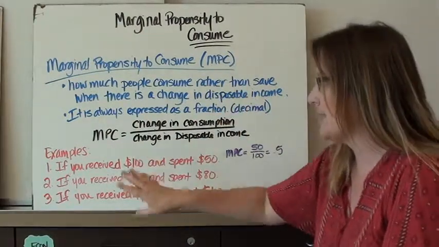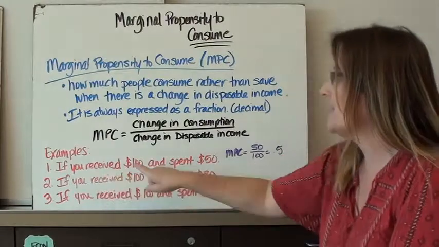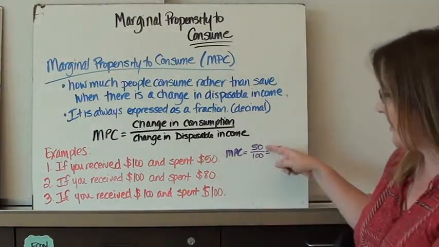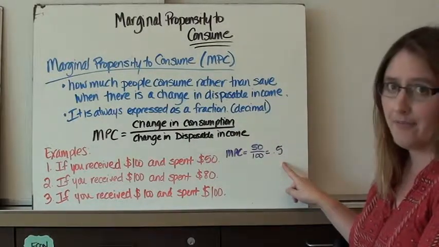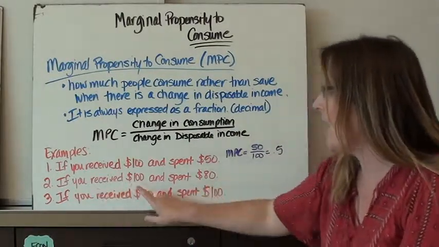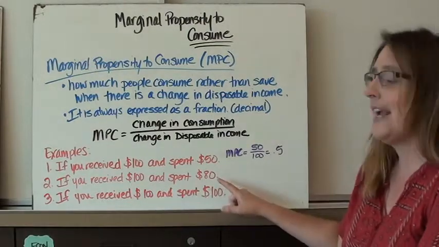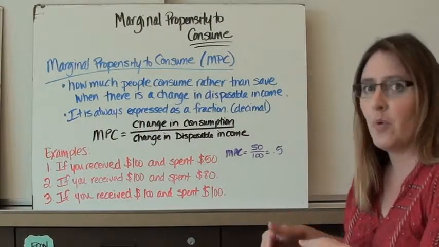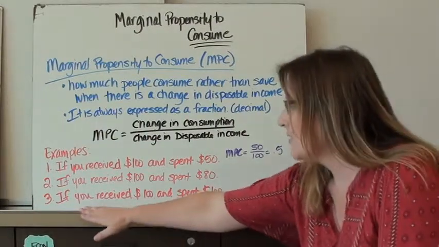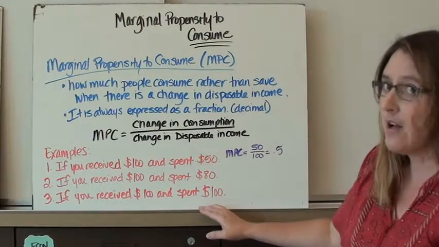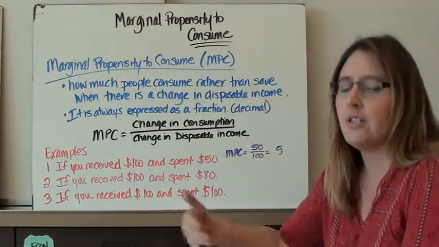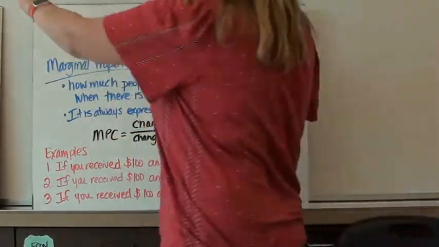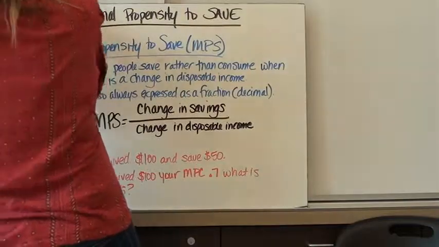So let's do some practice examples. If you received $100 and spent 50, then your MPC is 50 over 100, which is 0.5. And if you received $100 and spent 80, then your MPC is 80 divided by 100, which is 0.8. And the last one, if you received $100 and you spent $100, then your MPC is 100 divided by 100, which is 1. All right, that's MPC, marginal propensity to consume.